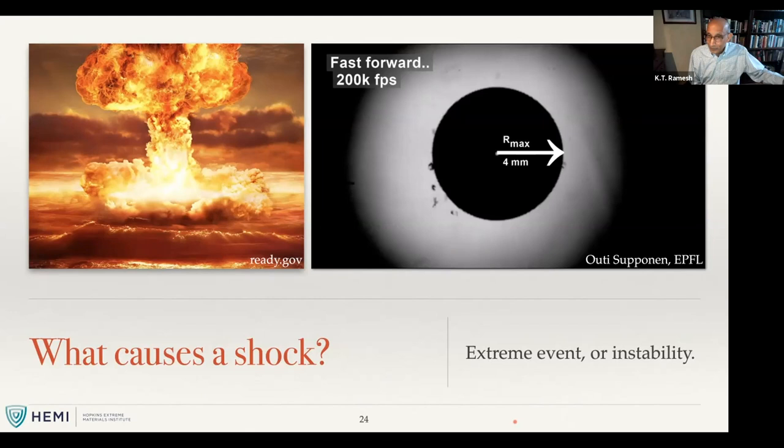I think all of you have an idea of what an extreme event is. Here's a picture from ready.gov, which is how you would get ready for a nuclear holocaust, I suppose, of a nuclear blast. On the right is an instability. This is actually a movie from Outi Supponen from École Polytechnique Fédérale de Lausanne in Switzerland. What we're looking at here is the collapse of a bubble. This is 4 millimeters in diameter right now. It's a bubble inside a fluid and it's collapsing. Let's just watch.